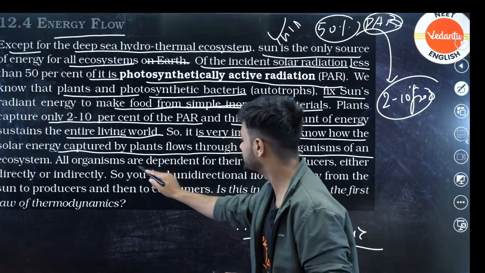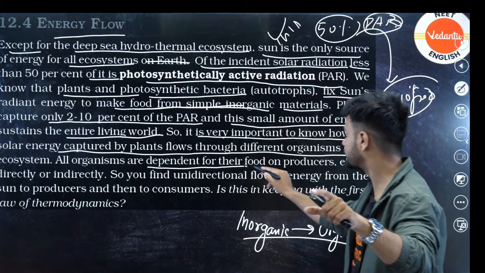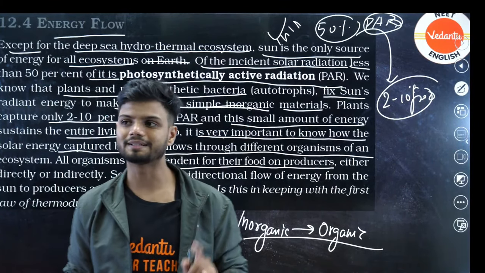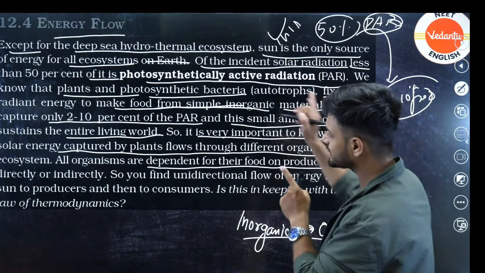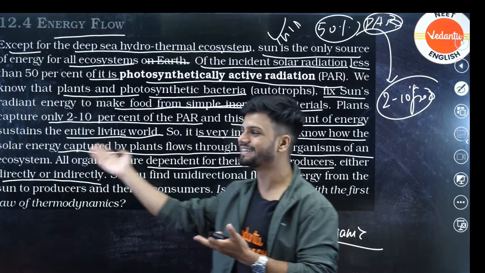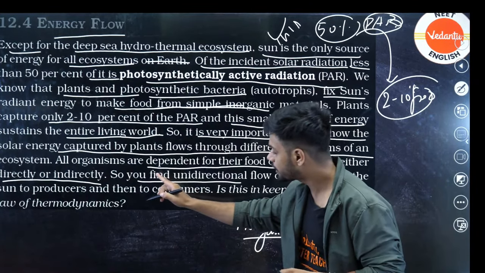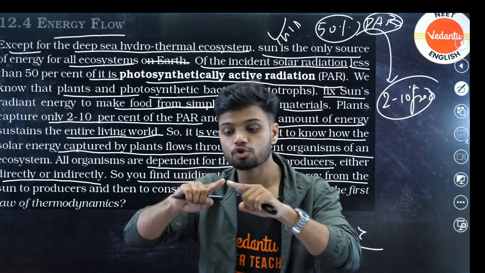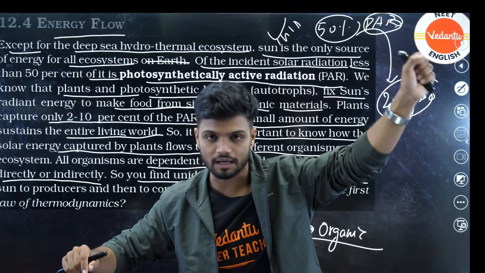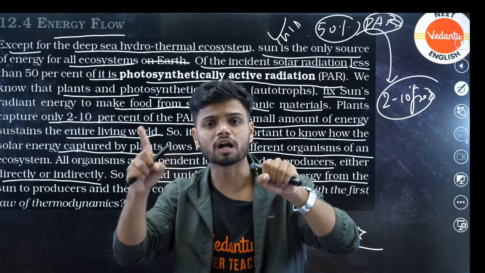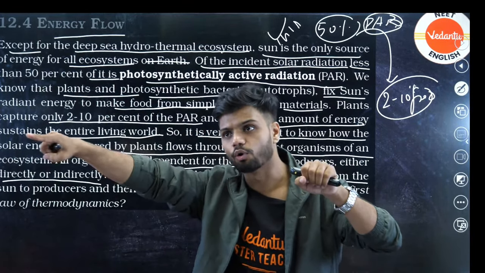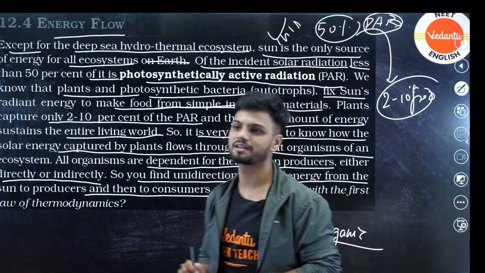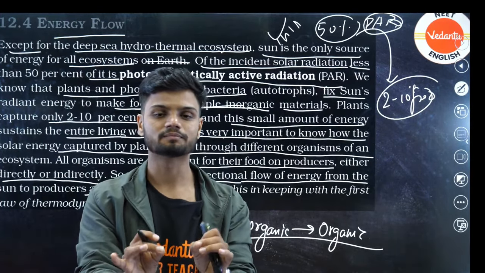All organisms are dependent for their food on producers, directly or indirectly. So you find a unidirectional flow of energy. Again, an important line: you find unidirectional flow of energy from the sun to plants, plants to herbivores, herbivores to carnivores. Unidirectional flow of energy from the sun to producers and then to the consumers. Understood the line?